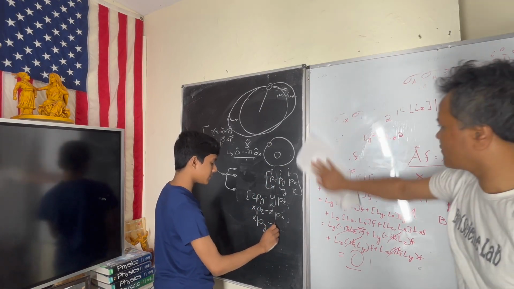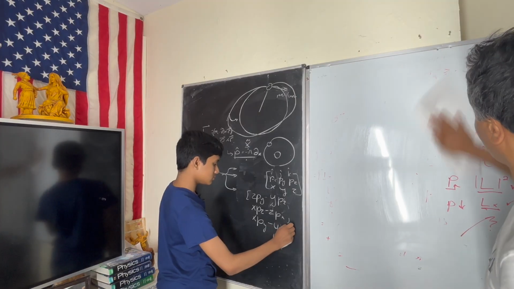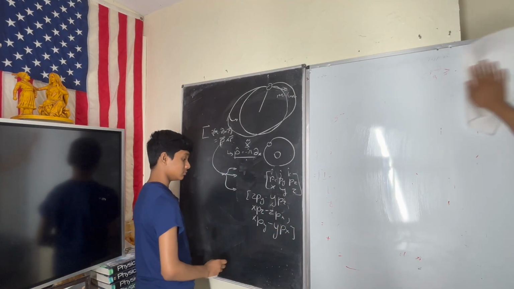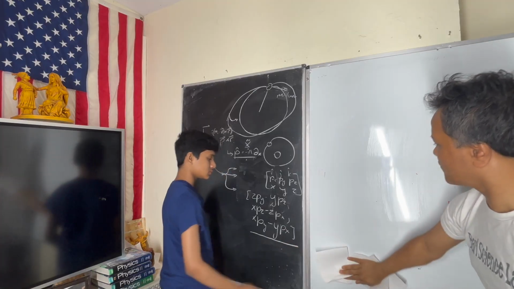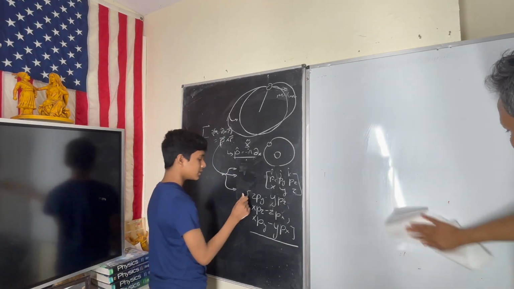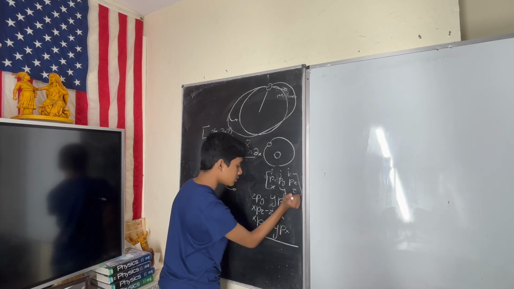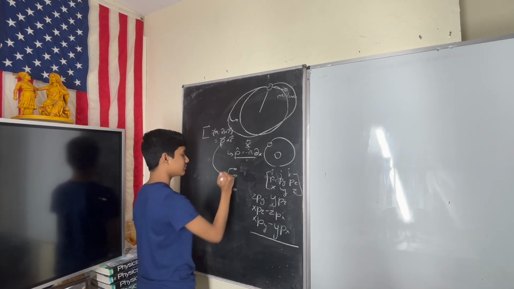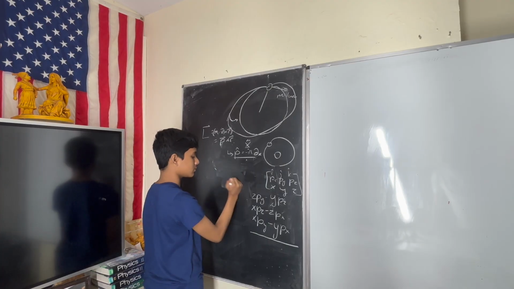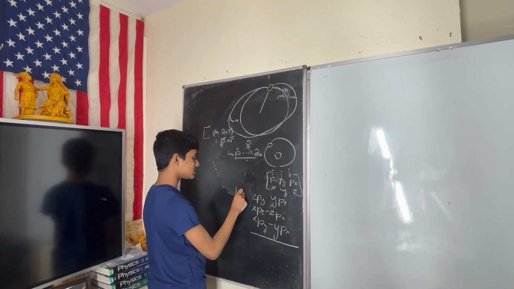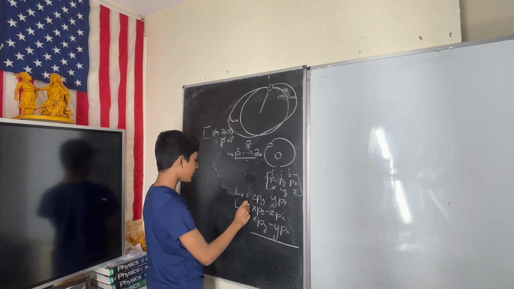x py minus y px. So, here we go. These are the components. Now, let's see what happens when we plug in the definition of the momentum operator. So this is Lx, Ly, Lz.